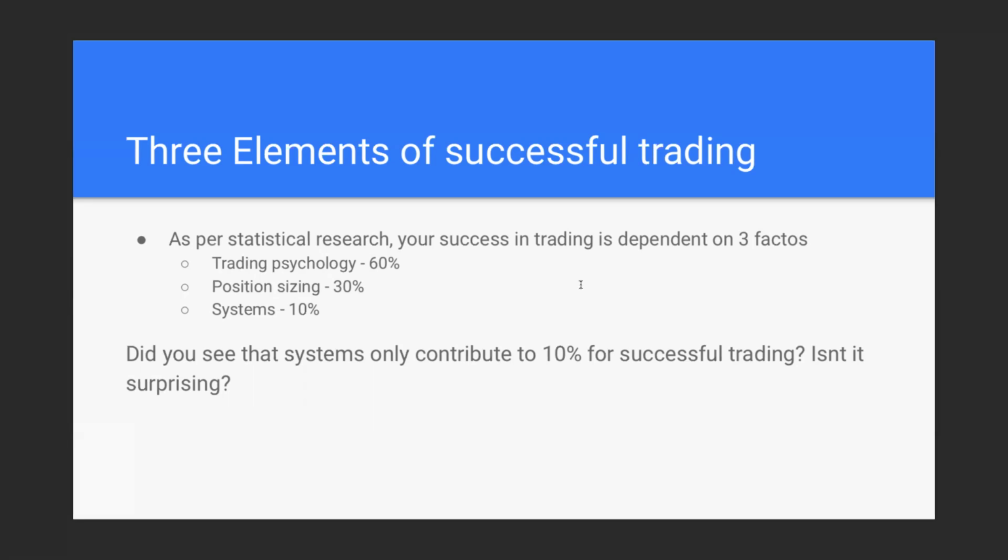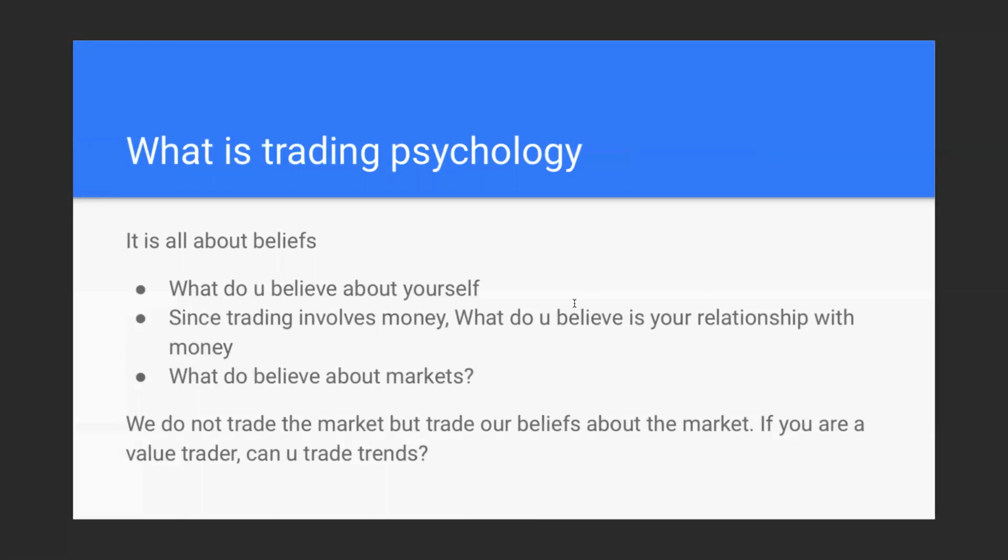As you see here, trading psychology is 60%, position sizing is 30%, and the systems that you develop are only 10%. So it's kind of surprising, right? Systems only contribute 10% to successful trading, which most people think is the most important thing, right? But it is not. It is very, very important to have your position sizing in place, guys. That's critical. So what is trading psychology?